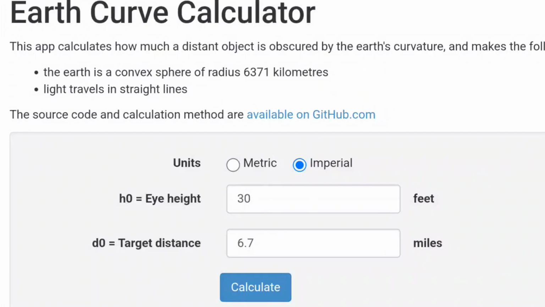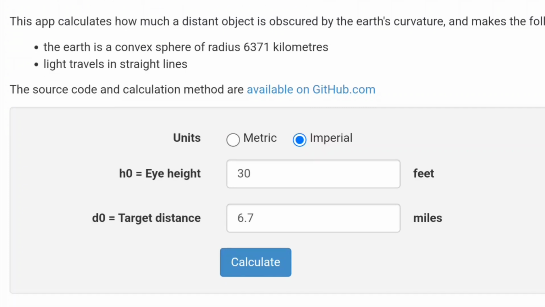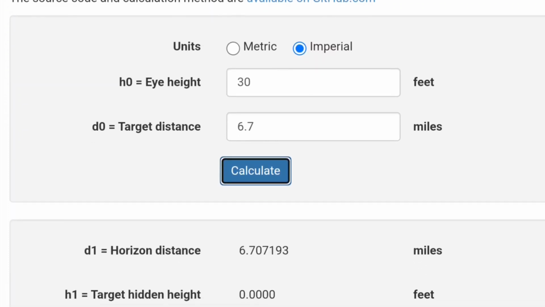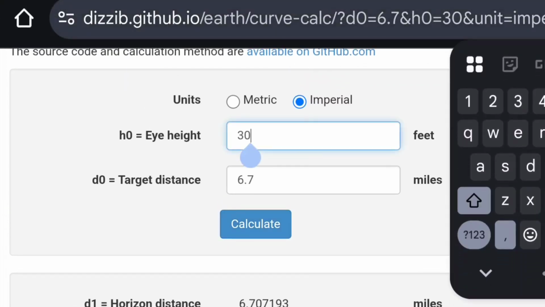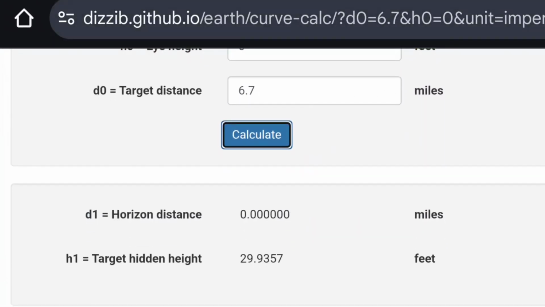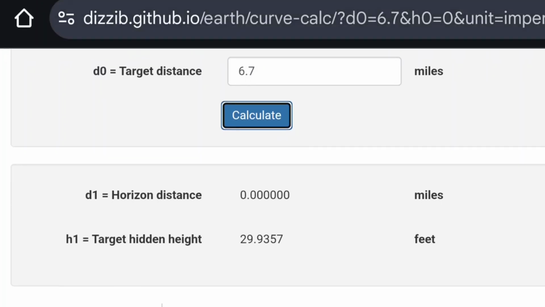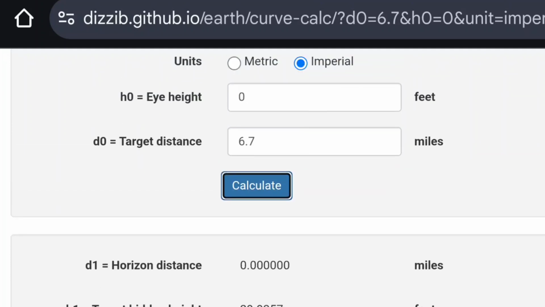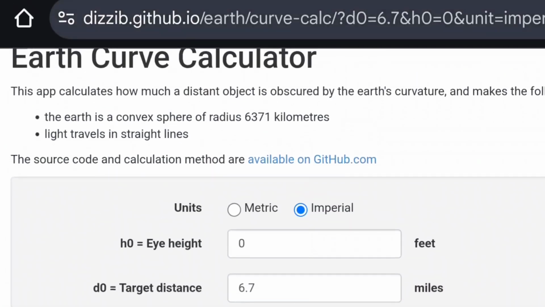Let's check what I'm saying. So let's say we're up 30 feet, right? And at 30 feet, you can see 6.7 miles. So let's hit calculate. See how the hidden height is 0? So that's correct, 6.7 miles. Now we're gonna come back up here and we're just gonna put 0. Hit calculate. Okay, so the target distance to the horizon is 0 because we're at 6.7 miles. And look, the hidden height is 29.9 feet. So if we're up 30 feet, there's 29.9 feet of curvature. So that means you're up 60 feet. So I didn't make this calculator up. That's just what it is.